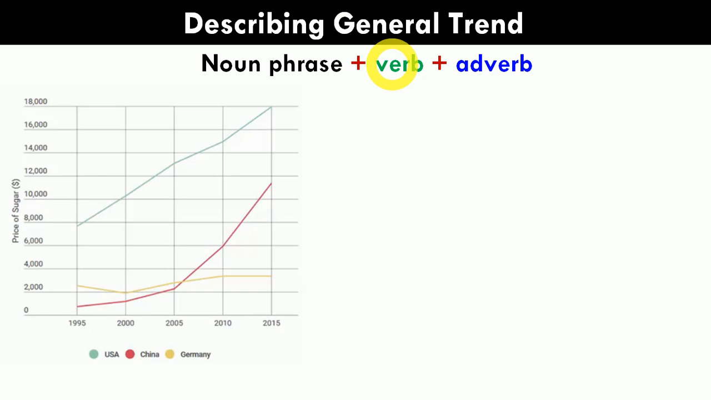Anyways, so here we have only three things. First we have to put a noun phrase. So here in this graph, what is a noun phrase? The graph is same, so price of sugar is a noun phrase. Then we have to put a verb, increasing, decreasing, whatever it is, and adverb. Adverb will be the behavior, whether it is increasing sharply or slowly or significantly, whatever it is. So let's try this for USA first.